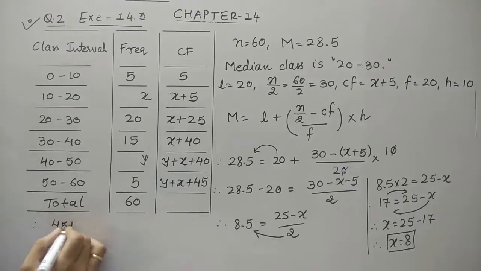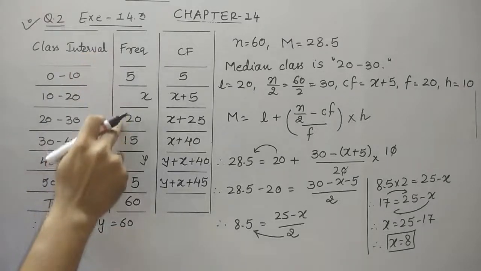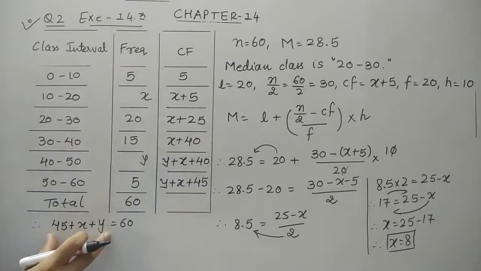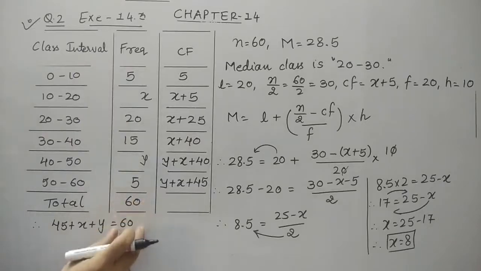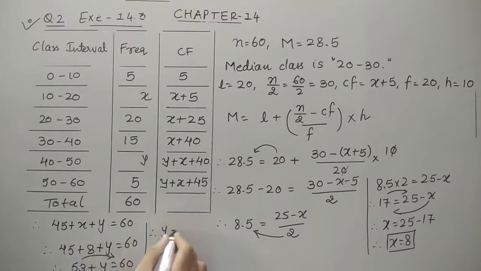45 plus x plus y is equal to 60. I told you why: we took the sum, which gave this value 45 plus x plus y, but in the question it is given as 60. We obtained the value of x, which we substitute here: 45 plus x plus y is equal to 60. The sum of these two is 53, so 53 plus y is equal to 60. I take 53 to the right hand side as subtraction, 60 minus 53. So here we obtain the value of y, and that is 7.